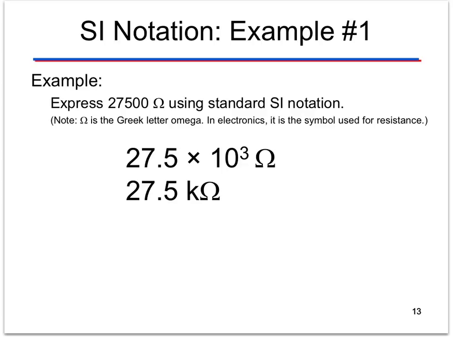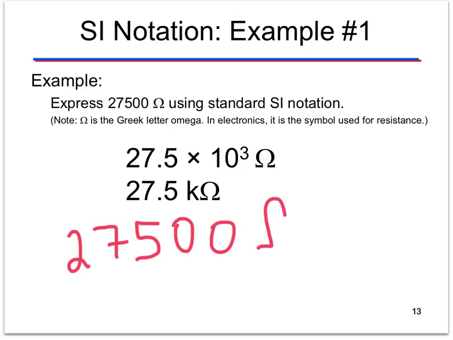All right, so let's take a look at an example. All right. So they want us to express the number 27500 ohms using standard SI notation. Remember, that's this symbol right there is omega, and it talks about resistance. And resistance, by the way, is measured in ohms.